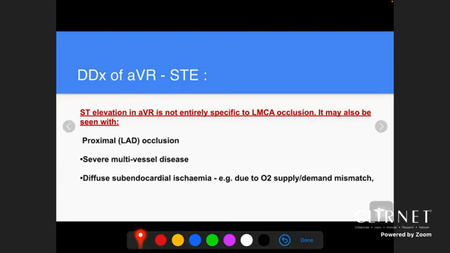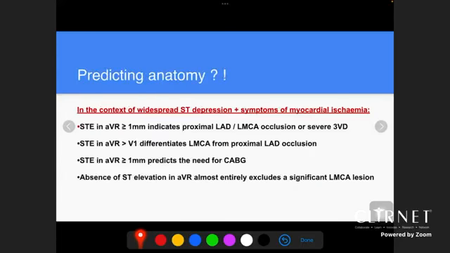ST elevation in AVR is not entirely specific for left main coronary occlusion. It may also be seen in proximal LAD. So maybe you will find left main free, but proximal LAD is also occluded. Sometimes it is seen in patients with multi-vessel disease and sometimes with diffuse subendocardial ischemia, like in a shocked patient or severely hypoxic patient due to oxygen supply demand mismatch.